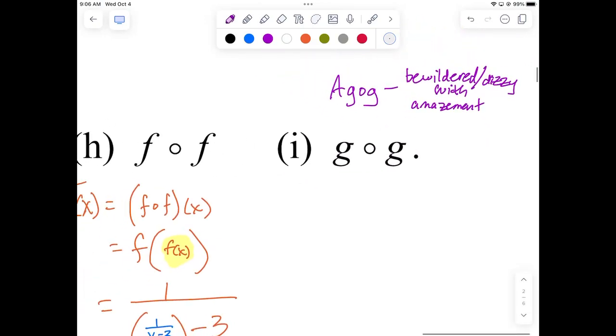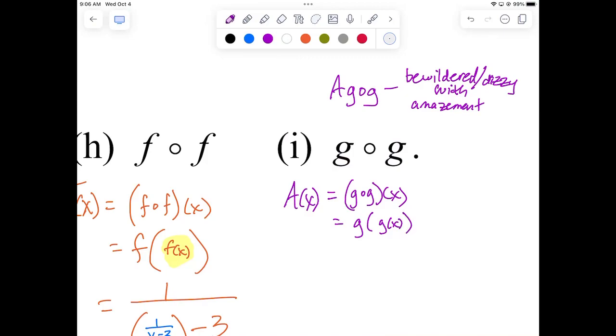Now without the A there, we don't read it as agog, we read it as what? G of g of x. I'm going to call this one A of x for agog of x. And it's going to be g of g of x. That's the display only formal version. Looks pretty. The blue collar let's get to work version is g of g of x. So yes, we can plug one function into itself. No problem. No problem at all.